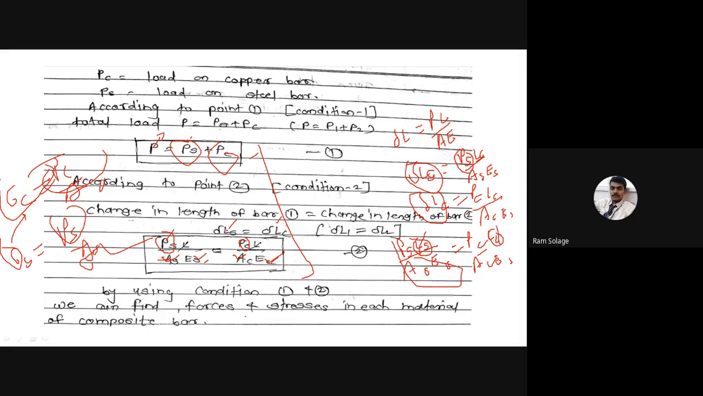I think I have given more explanation. For the last half an hour, I am just explaining the theory part. If some students still have a problem, please ask me. I will give one minute for queries. Once these conditions are understood, we can solve any type of problem on composite bars without any hesitation. So condition 1 and condition 2 are very important.